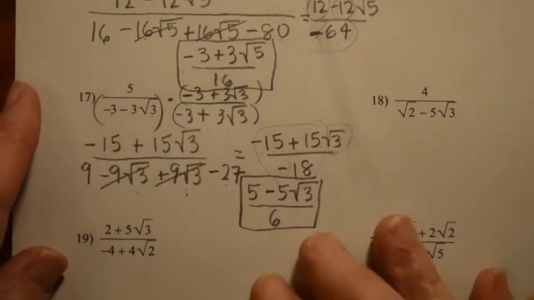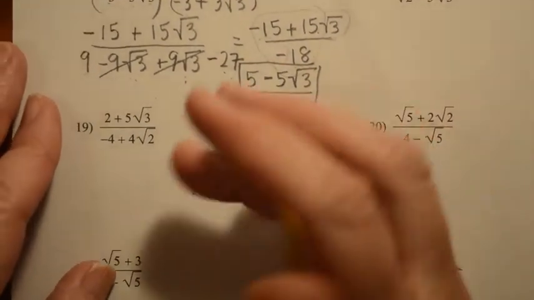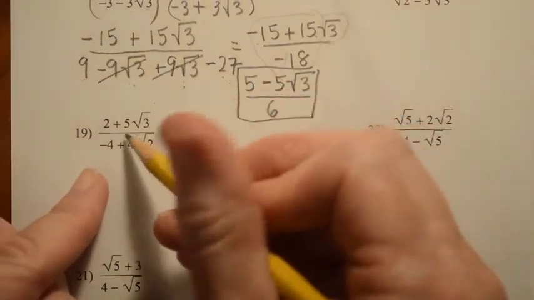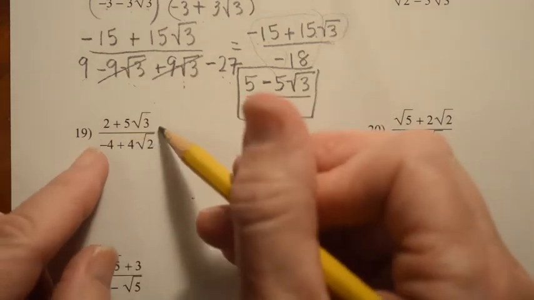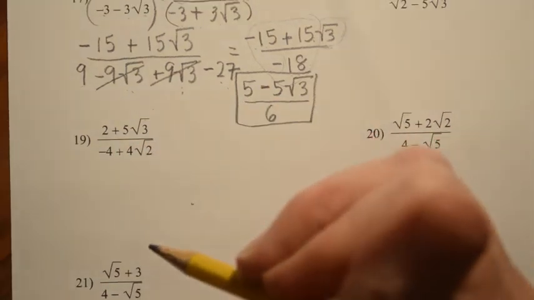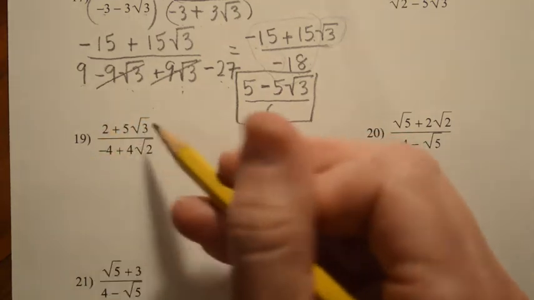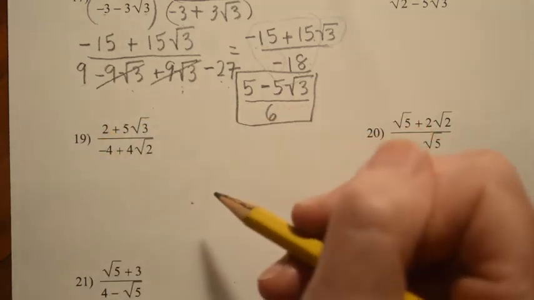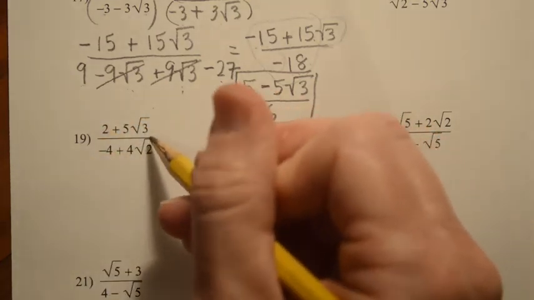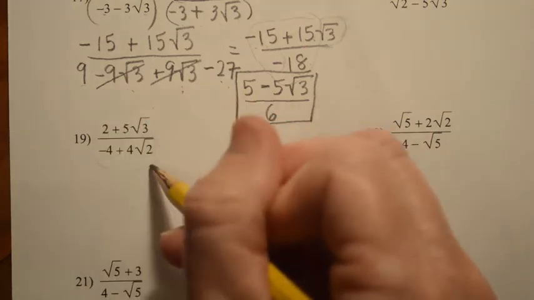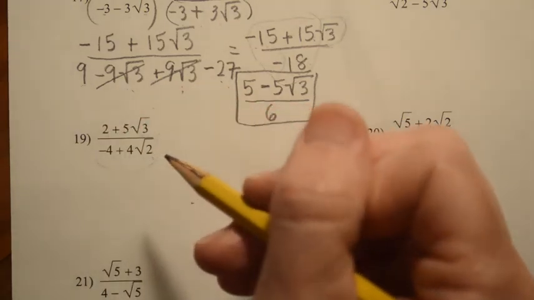Okay, now number 19 can look a little bit scarier because now we have a binomial in the denominator and a binomial in the numerator. Again, I'm not going to lie to you, they do get to be more cumbersome, but the strategy is still the same. Again, we're concerned about that radical in the denominator. That's the problem right here.